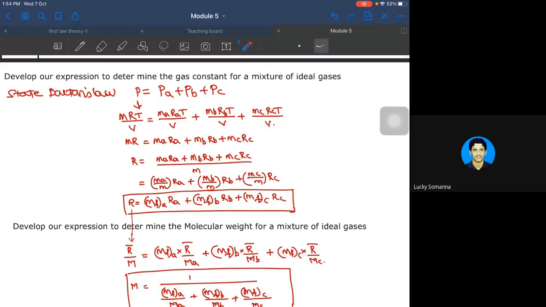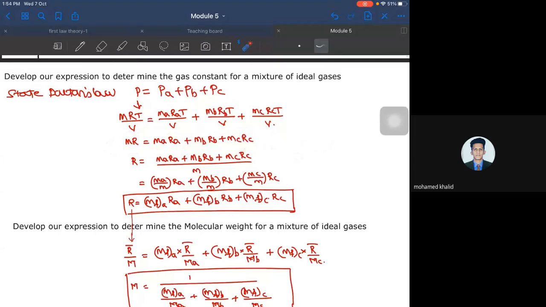Now, which is the common term in this expression? Can I cancel something? T by V. Exactly. So T and V is being common in all these expressions. So T by V I can cancel at every part of the expression. So what remains is this particular thing: M into R, that is equals to MA into RA plus MB into RB plus MC into RC. So that is the thing which is remaining.